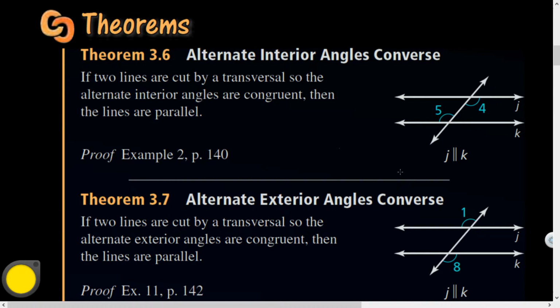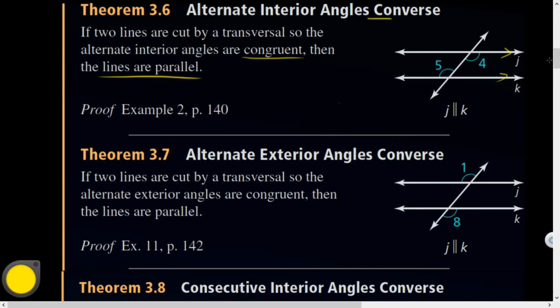All right. So guys, check this out. Turns out there's also the alternate interior angles converse, which, as you could guess, says if you can show that alternate interior angles are congruent, then the lines are parallel. So we would be able to prove parallelness using alternate interior angles.